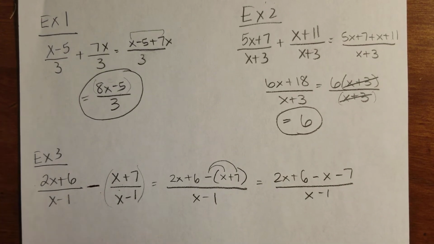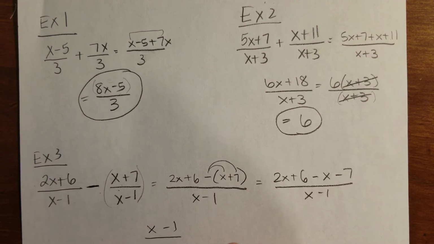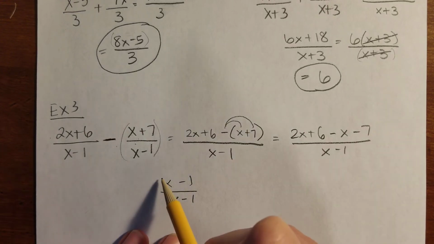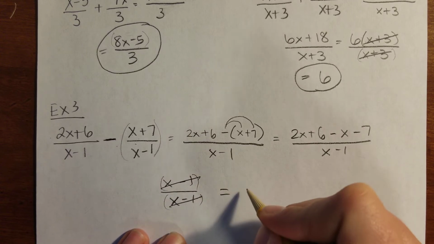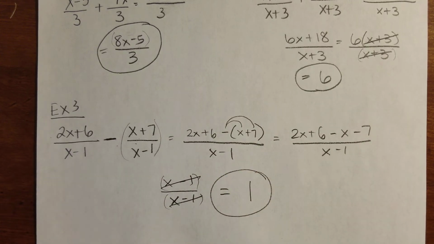So we're just at the point now where we're going to add our like terms. So x minus 1 over x minus 1. Oh my gosh, I love these problems. They are so satisfying because this entire factor cancels with that entire factor, and we're left with just 1 all the way down. So beautiful.